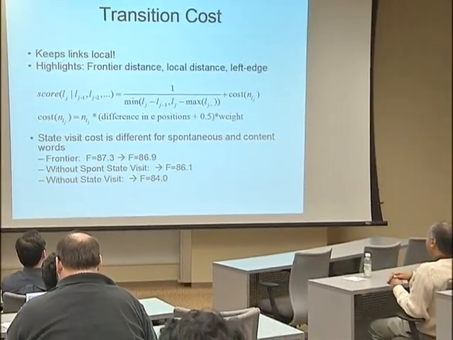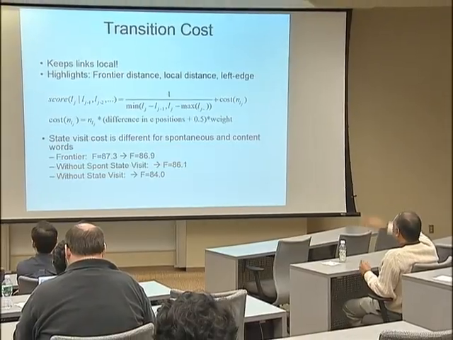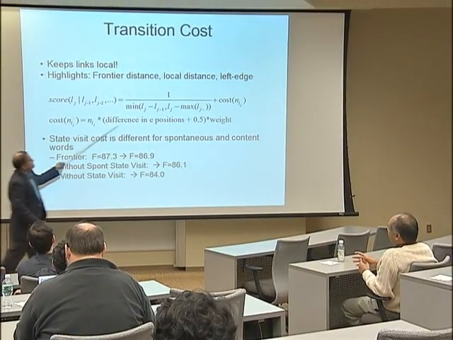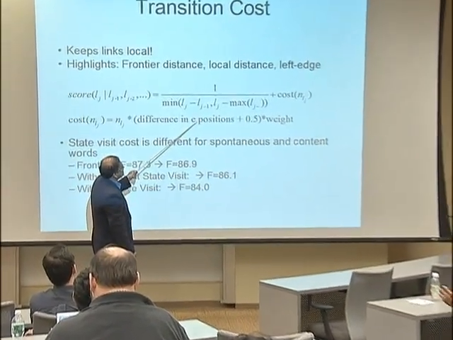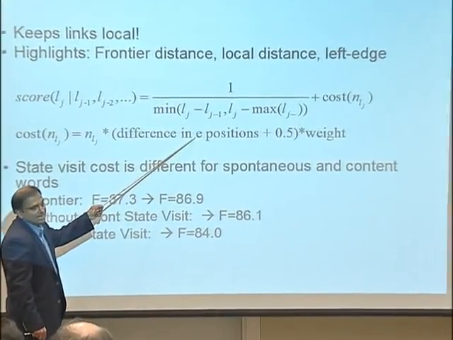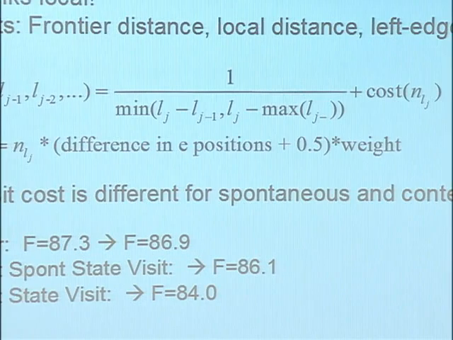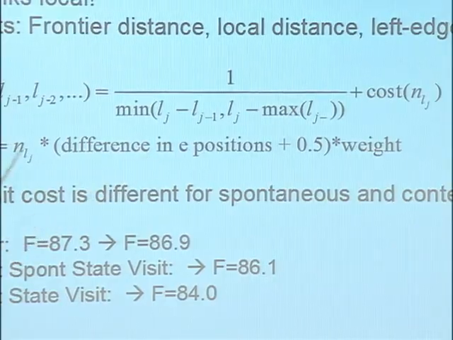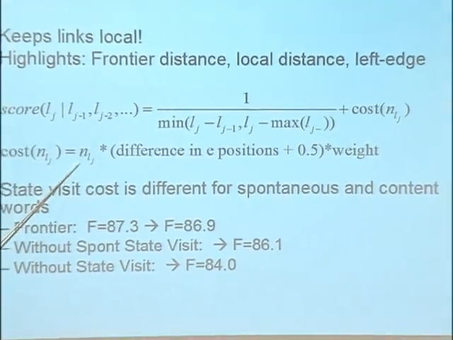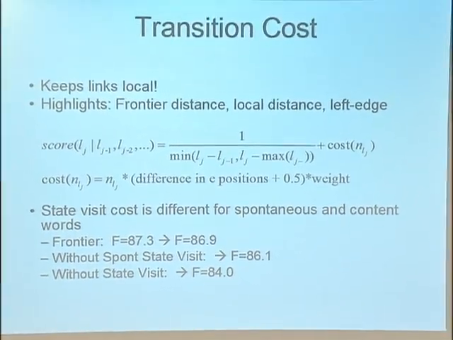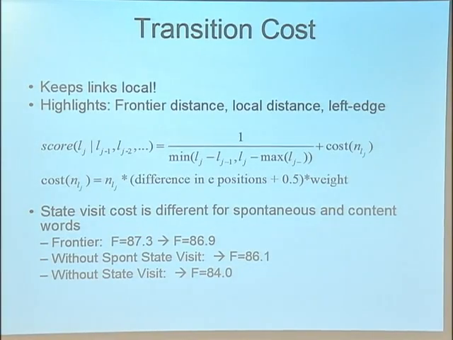Exactly. And what's that cost, NJ? NJ is the difference in the E positions that have aligned to the state. So if you align E0 and E2, then that's a difference of 2, and you've aligned 2 items. So it's a difference of 2, and it has 2 items. So it's more expensive to align things that are far away in the English sentence to the same state. Okay? I wasn't getting the intuition.